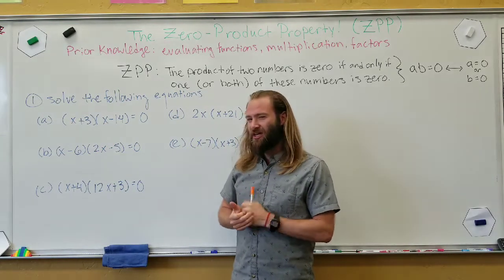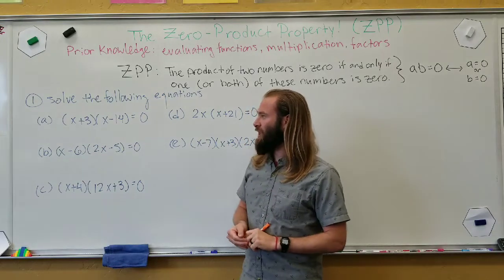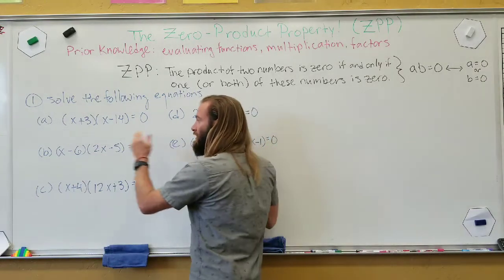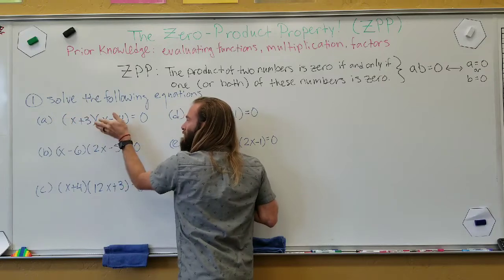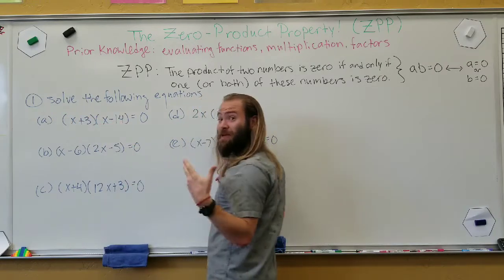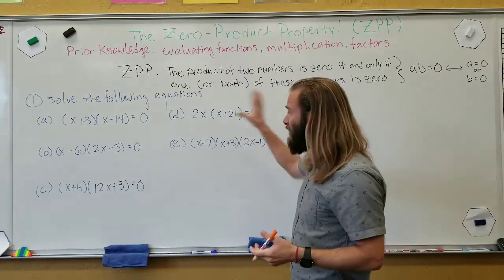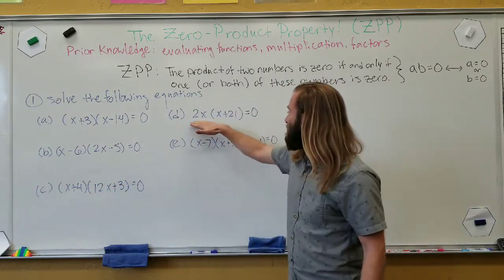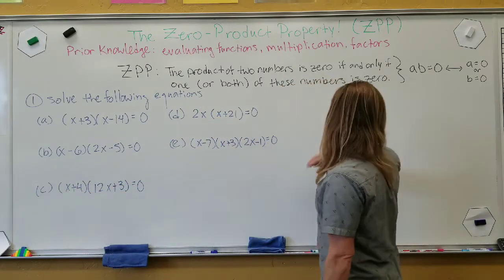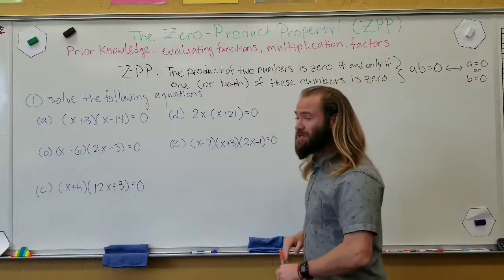Now let's go ahead and check and see if you got it right. So here you see that we have a product of two things. We have x plus 3 multiplied by x minus 14. So that makes this a candidate. In fact, all of these are in that same structure. We have a product of some things equaling 0. So they're all able to use the ZPP concept.